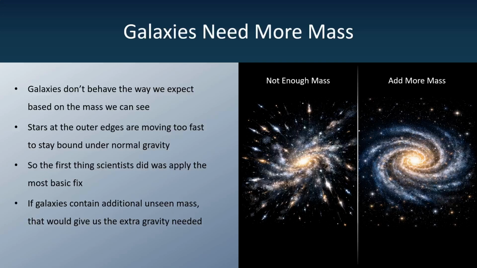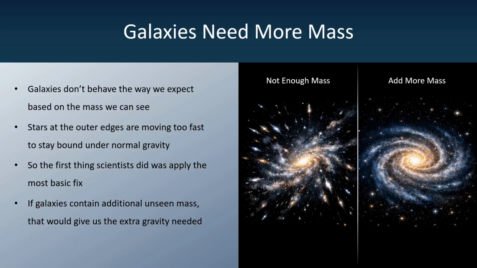Galaxies need more mass. In Part 1, we saw that galaxies don't behave the way we expect, based on the mass we can see. This is known as the galaxy rotation problem. Stars at the outer edges are moving too fast to stay bound under normal gravity. So the first thing scientists did was apply the most basic fix.